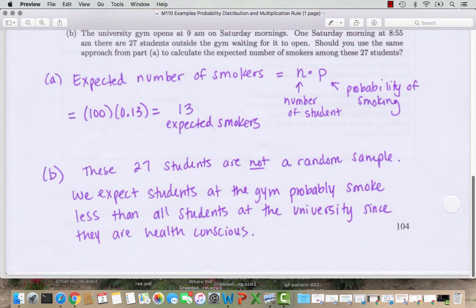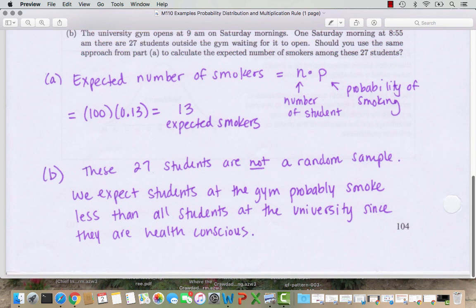For the multiplication rule to apply, we have to assume it's a random sample and that people are independent. They're not family members or related in any way. So we expect that students at the gym probably smoke less than all students at the university since they are health conscious. So they're not going to represent a random sample of students at the campus.